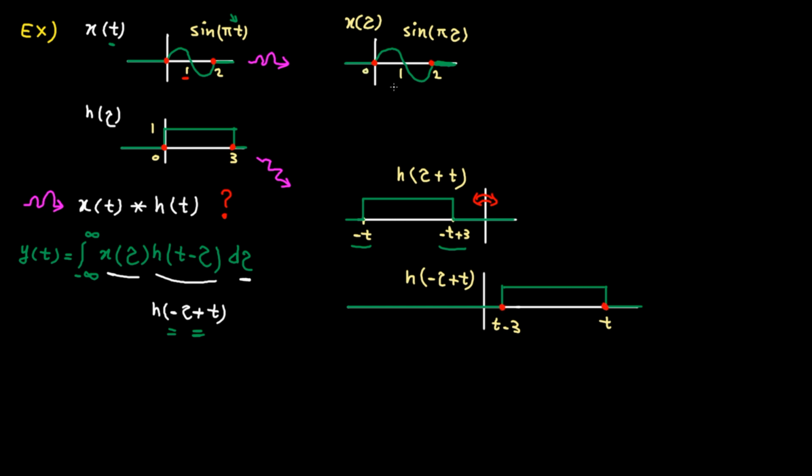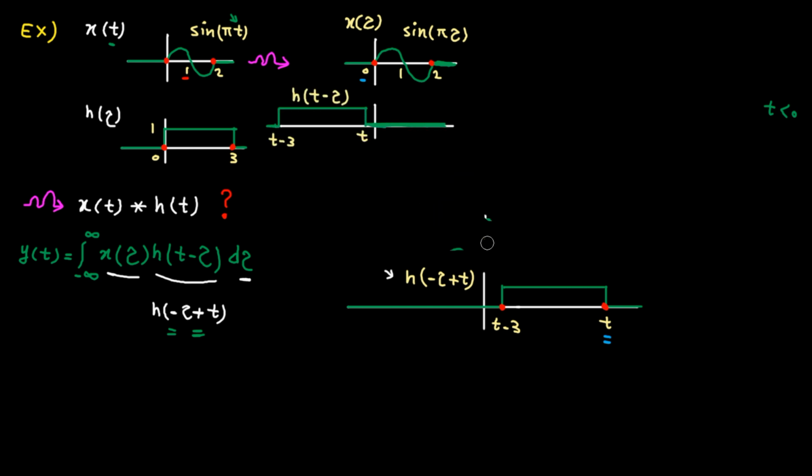Step number 3. Let's compare the critical points and find scenarios. First scenario is when this critical point is less than this critical point, i.e. t is less than 0. Let me plot this scenario under x and I'm gonna erase all this.